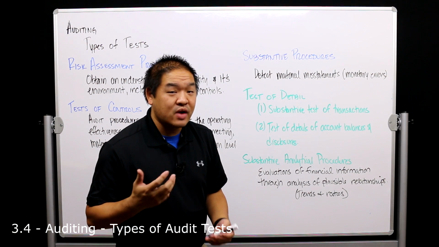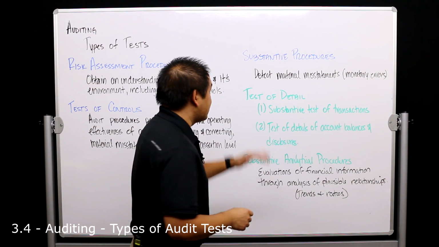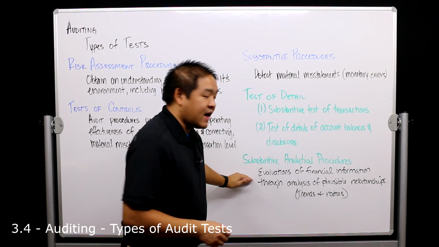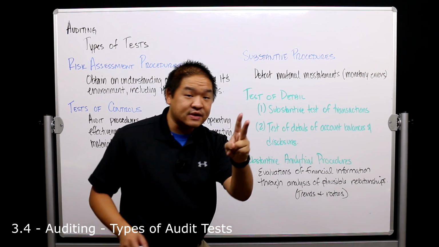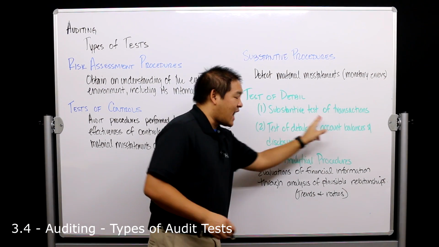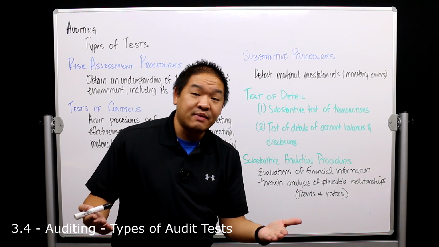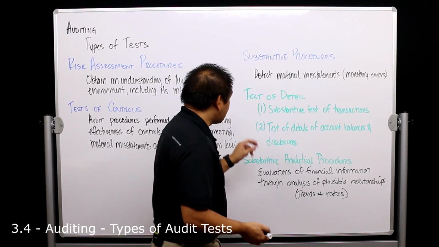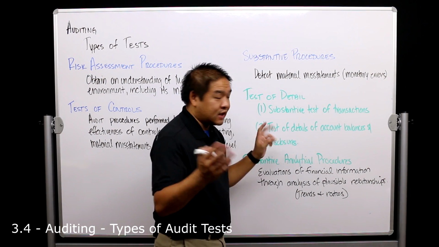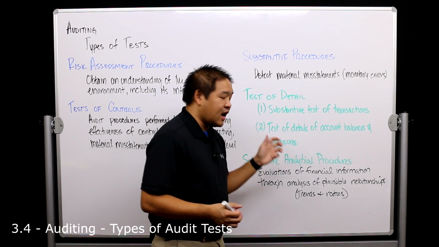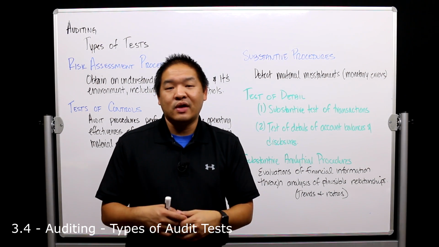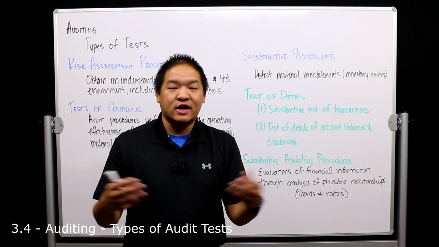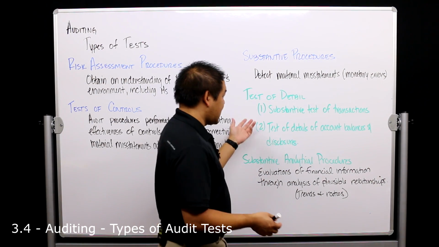We have really two areas of substantive tests: tests of detail and substantive analytical procedures. On the test of detail, we have two ways of doing this. We can test the actual underlying transactions, the debits and credits, or we can do a test of detail of the account balances and disclosures. So one way we might do it is we might pull up the AR balances and look at all the transactions, okay? Test the transactions.